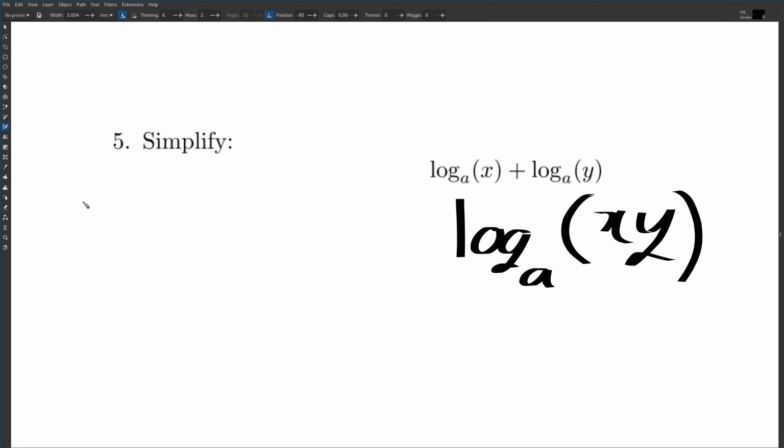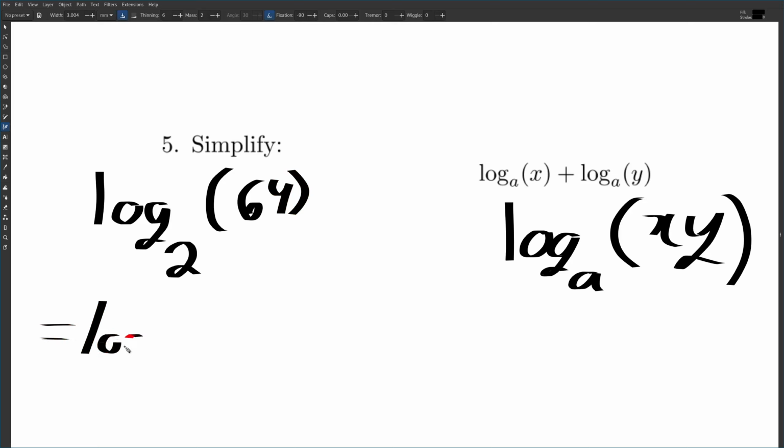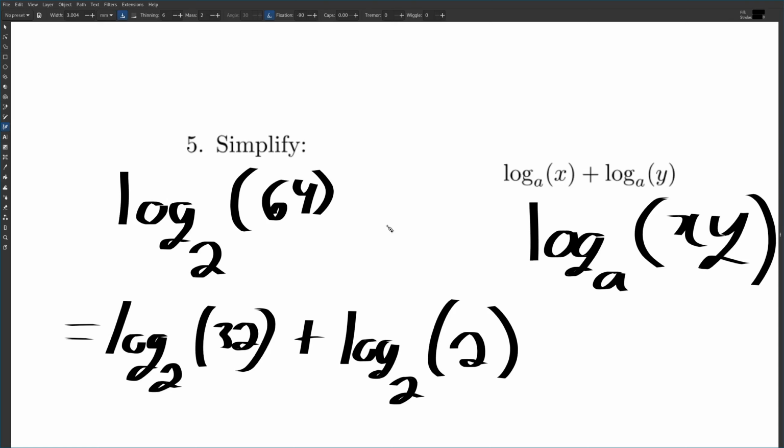So if we have something like log base 2 of, let's say, 64, that's also equal to log base 2 of 32 plus log base 2 of 2. This is what I call the product-sum rule of logs. What it says is that when you have a product inside a logarithm, you can break it down into its factors like this. So you have 32 and 2.